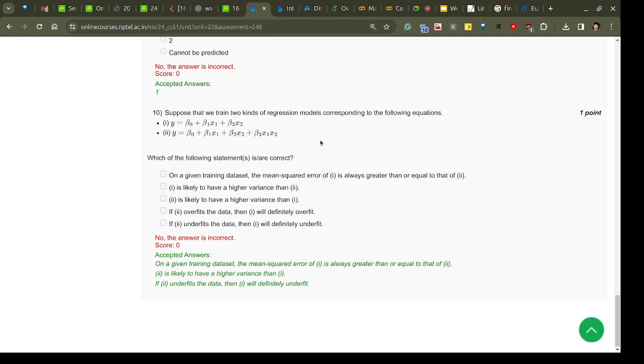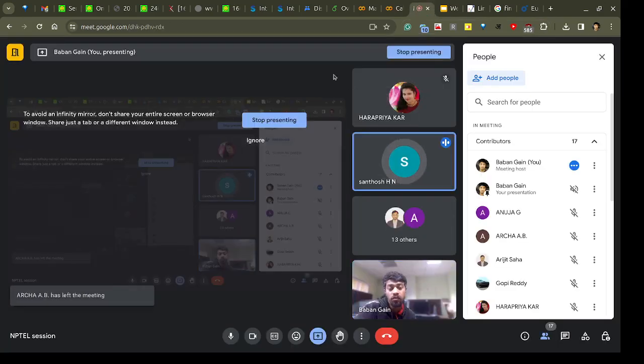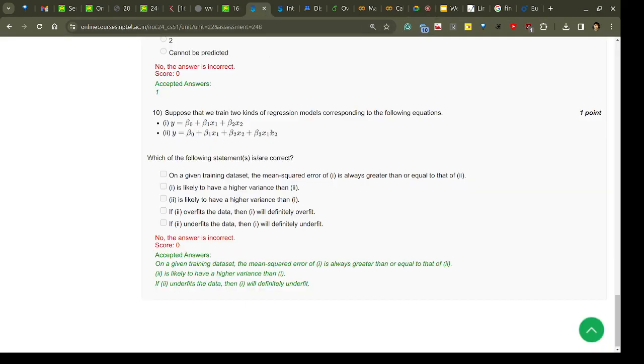So this is the kind of explanation for this. How about the answer? Third answer. Which one? If option two overfits, then definitely the model one also overfits. Okay, so how would this not be applicable? This one is more complex, right?